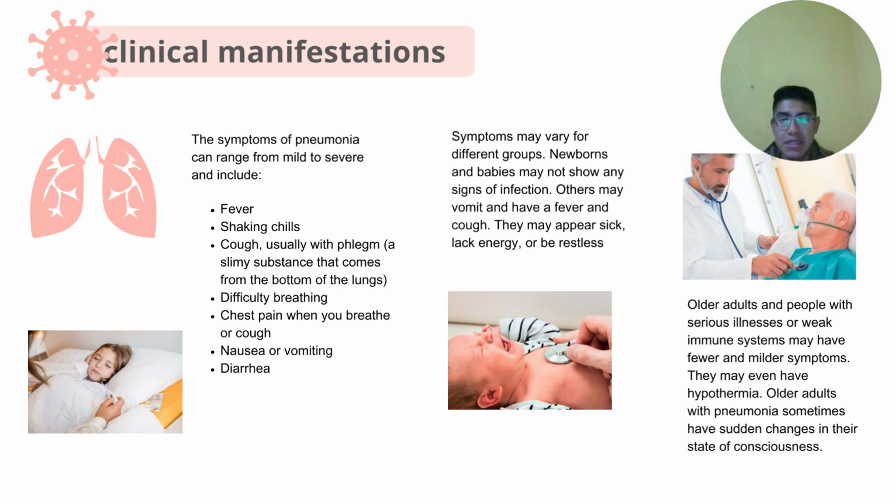Clinical manifestations. The symptoms of pneumonia can range from mild to severe and include fever, shaking chills, cough, usually with white phlegm, difficulty breathing, chest pain when you breathe or cough, nausea or vomiting, and diarrhea.